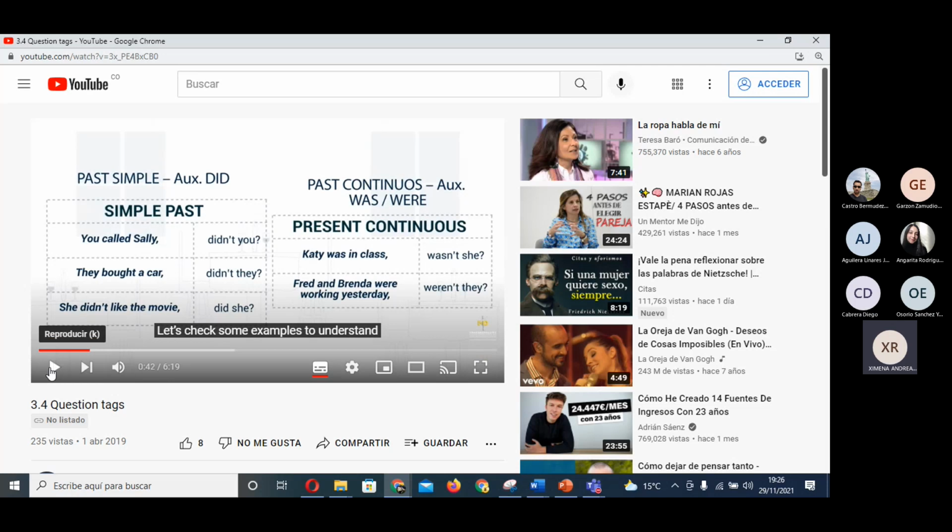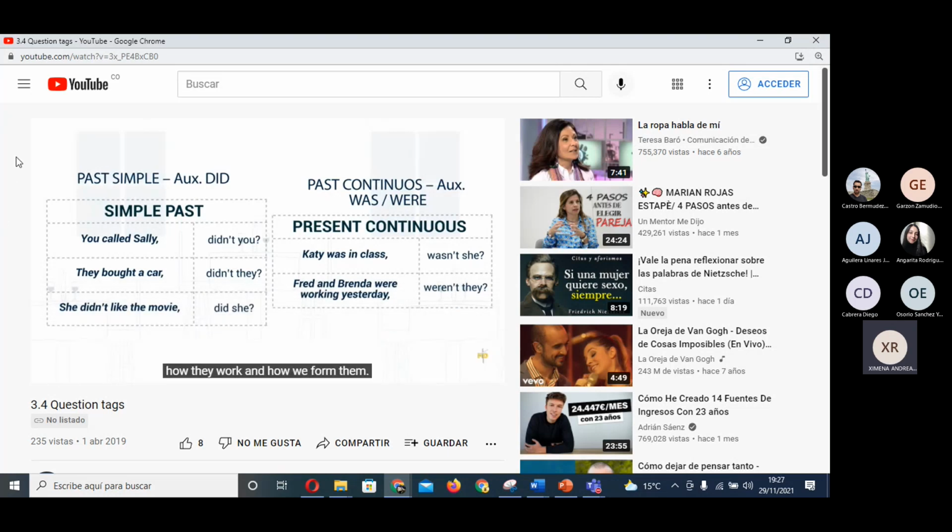Let's check some. Notice here, acá también es un cuadro resumen bastante interesante porque por cada uno de los tiempos gramaticales nos muestran cómo sería esa oración normal y su creación en su forma, bueno, la tag question, dependiendo de si tenemos, bueno, afirmativo o negativo. So this is also an important way to exemplify the different tenses with the question tags. Let's see. Some examples to understand how they work and how we form them.